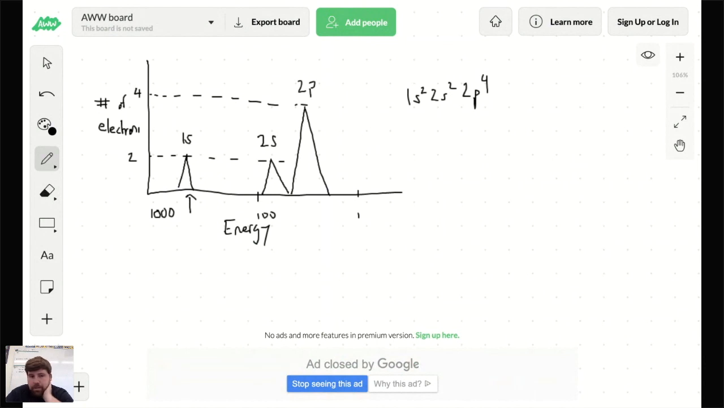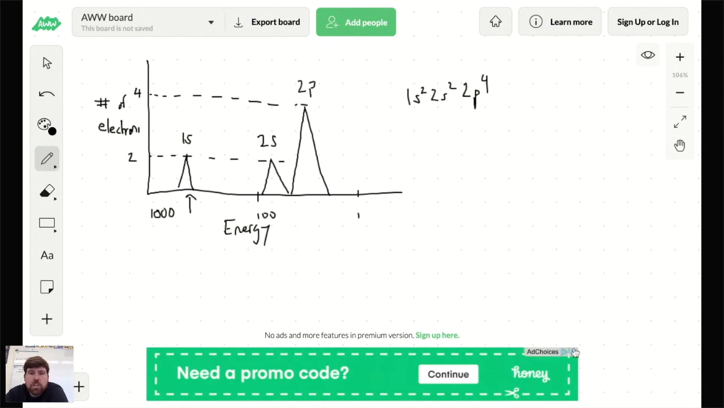And I think there's a little bit of a lag, so I'll wait a second while you guys are looking at this. Oxygen, yeah, nice. So oxygen has 8 electrons. So what essentially I just drew is the photoelectron spectrograph of oxygen.